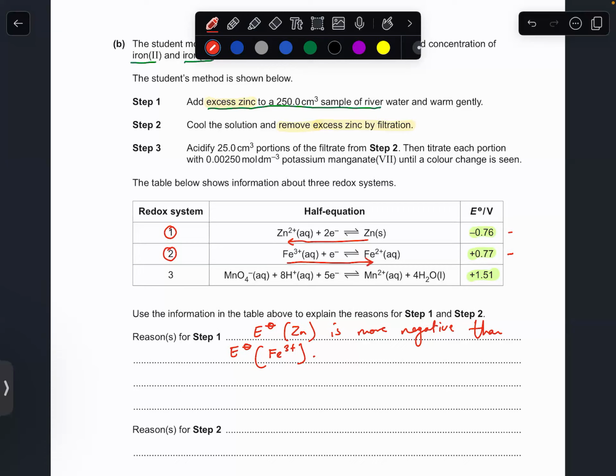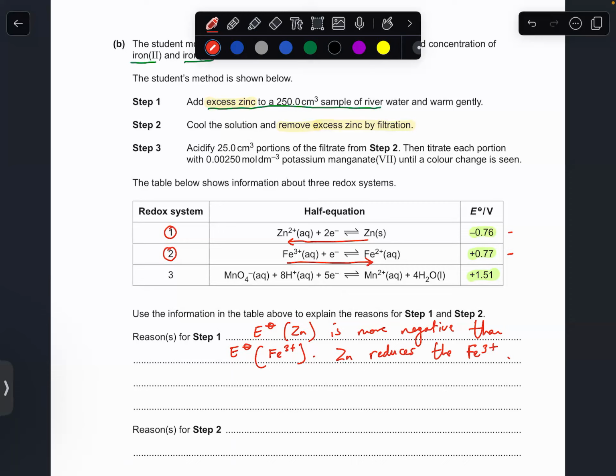So we say there's different ways, you could give an equation, you can write down what's reduced, what's oxidized, you can refer to the equilibrium that's shifting in both redox system 1 and 2. But I think I prefer the very simple way of saying that zinc reduces the iron 3+.